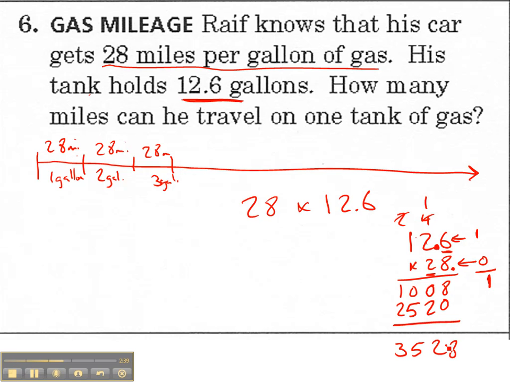And you make sure that your product has that same number of decimal places. So I have to have 1 digit after the decimal in my product. So if I put the decimal right here, I have 1 digit after the decimal. So now I get 352.8 miles. That's how far he can travel on a full tank of gas.